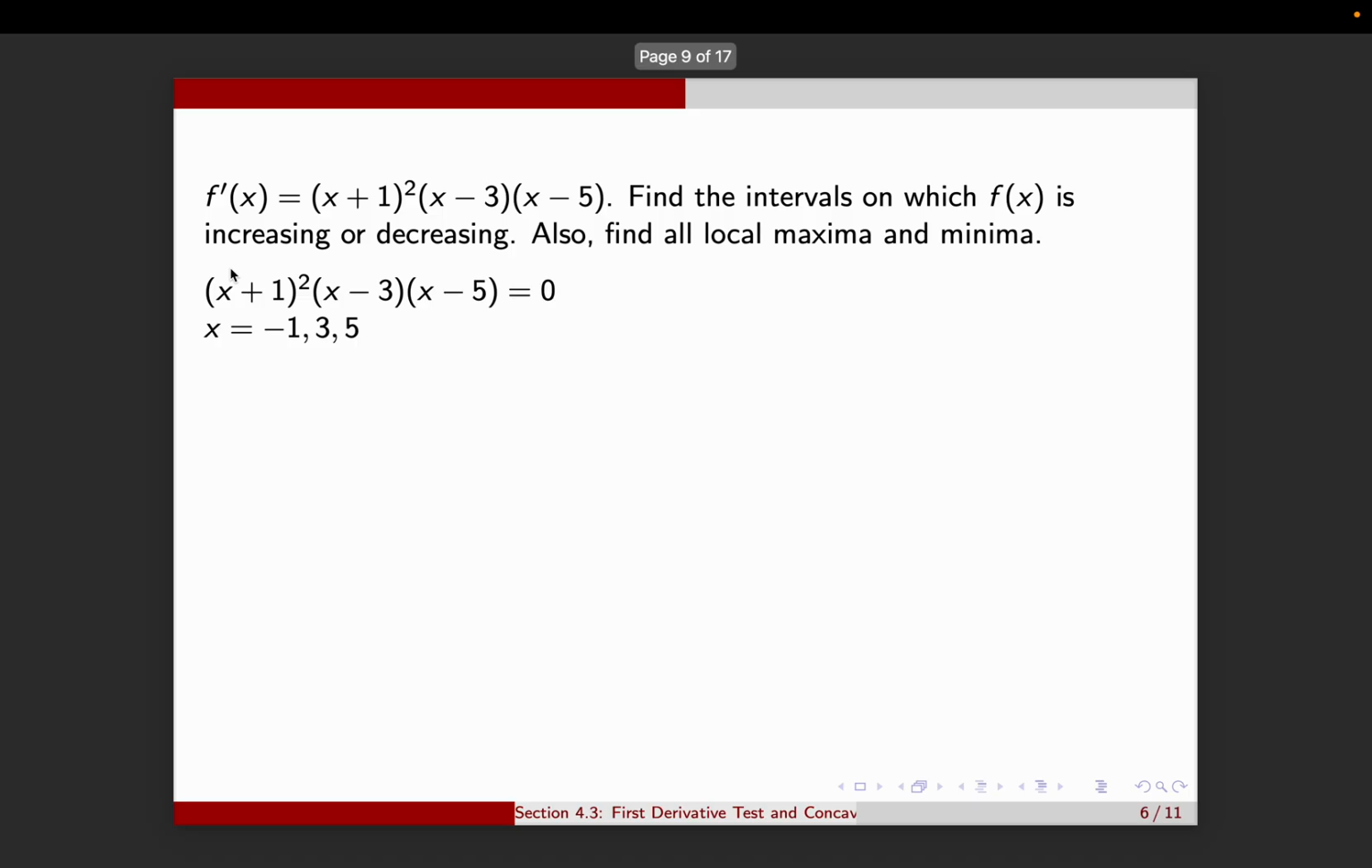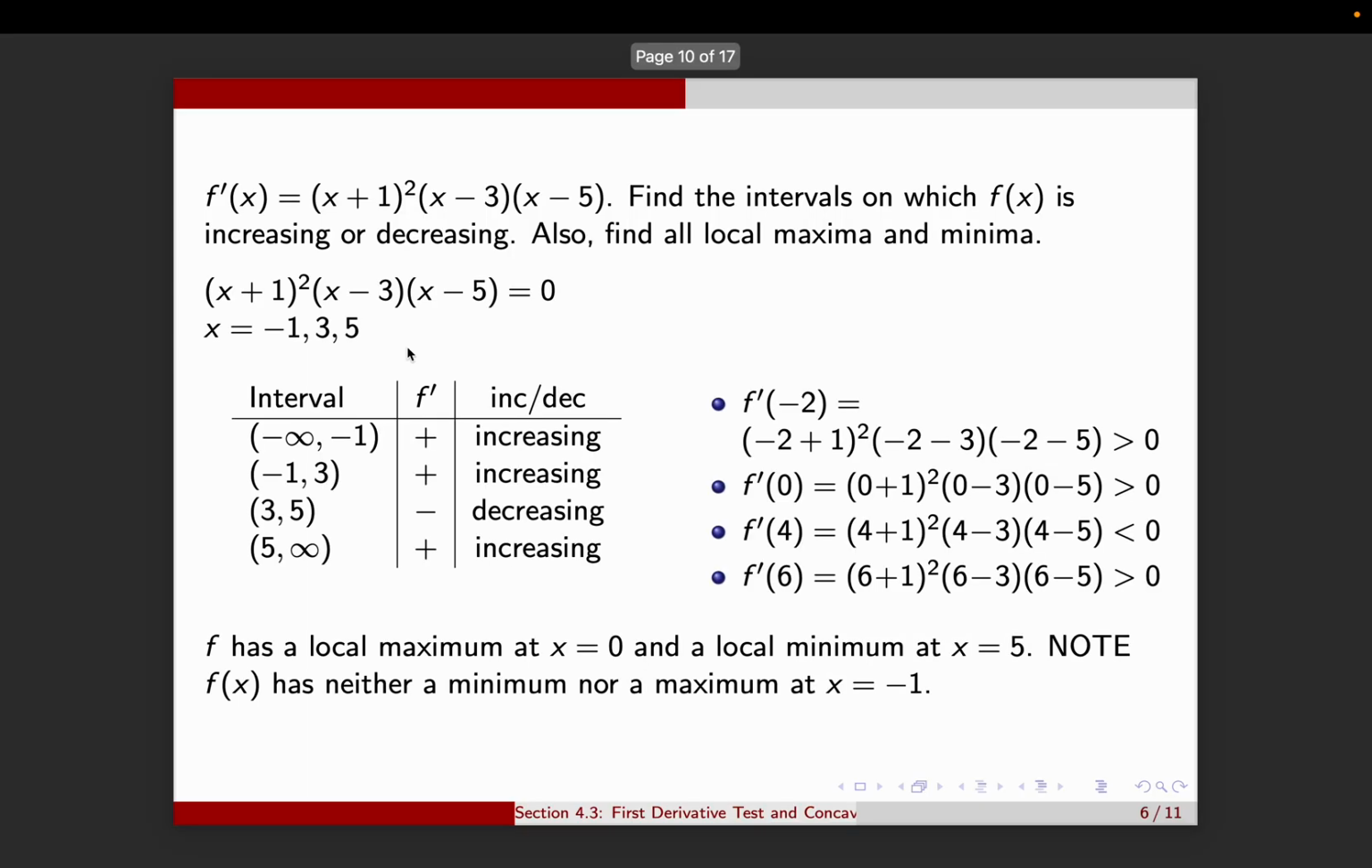So now step 1 is just set that factored thing equal to 0, and you can just read off the critical numbers now. And then the rest of the work is similar. So to the left of -1, between -1 and 3, between 3 and 5, to the right of 5, you pick a test value in each interval, plug it into the derivative, and just see what you get.